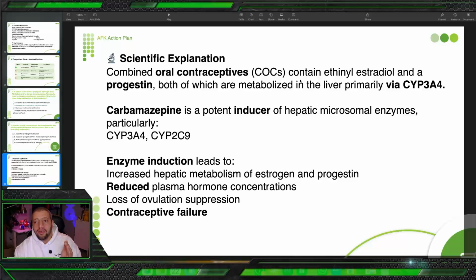So oral contraceptives contain ethinyl estradiol and a progestin, both of which are metabolized in the liver by CYP3A4. Carbamazepine is an inducer of hepatic microsomal enzymes, particularly 3A4 and 2C9. So we have a medication which is metabolized by this one, and the other medication increases it. So I think now you understand the application of inducer and inhibitor. So enzyme induction leads to increased hepatic metabolism of this medication, reduced plasma hormonal concentration, loss of ovulation suppression, contraceptive failure, which is not working.